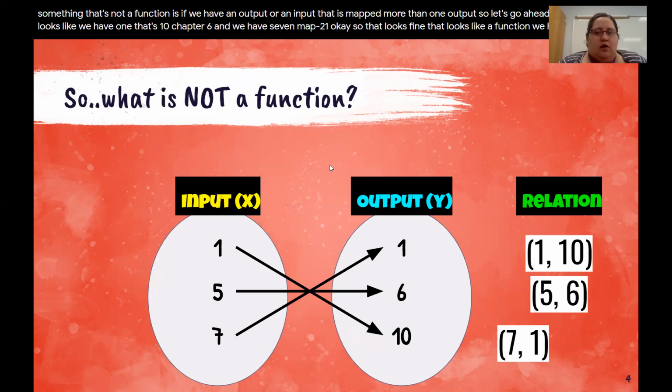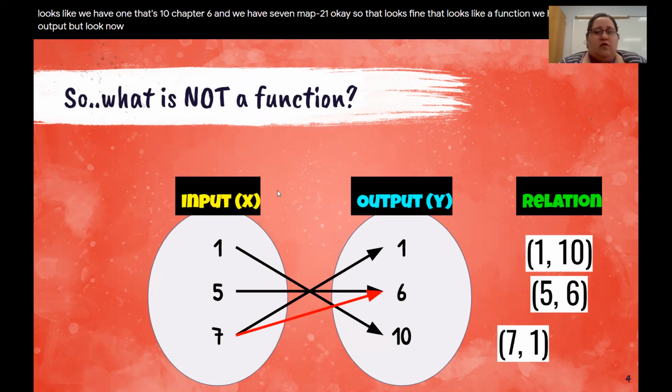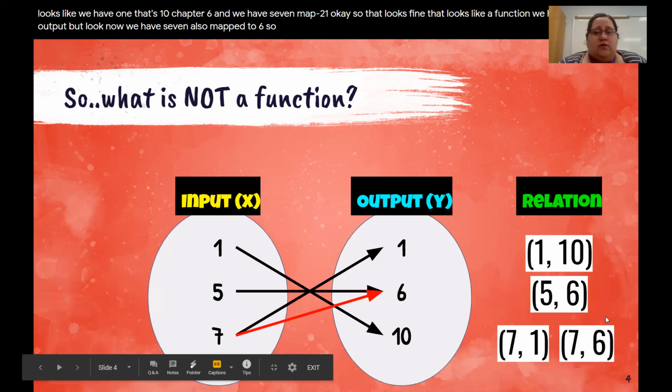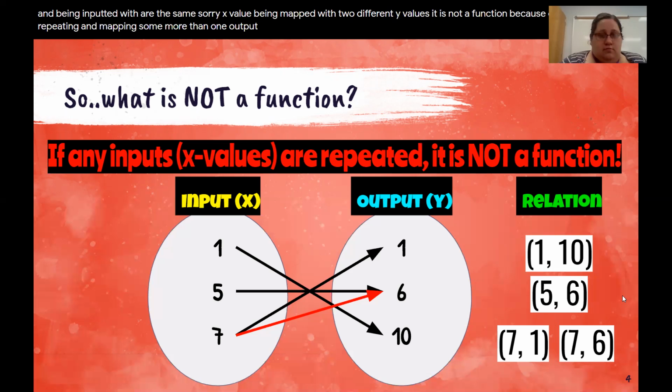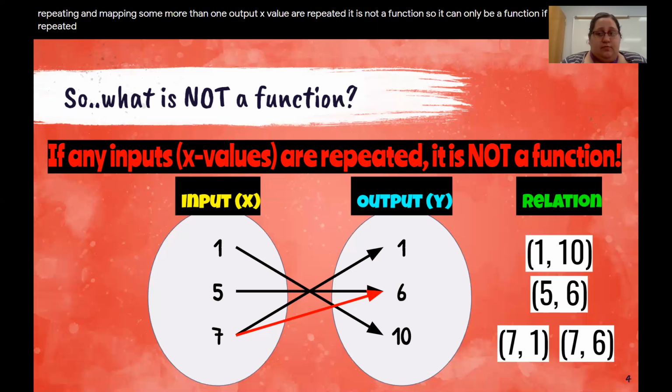We have 1 output per input, but look, now we have 7 also mapped to 6. So because we have the same x value being mapped with 2 different y values, it is not a function, because our x value is repeating and mapping to more than one output. If any inputs, x values, so an input is your x value, are repeated, it is not a function. So it can only be a function if our x values are not repeated.